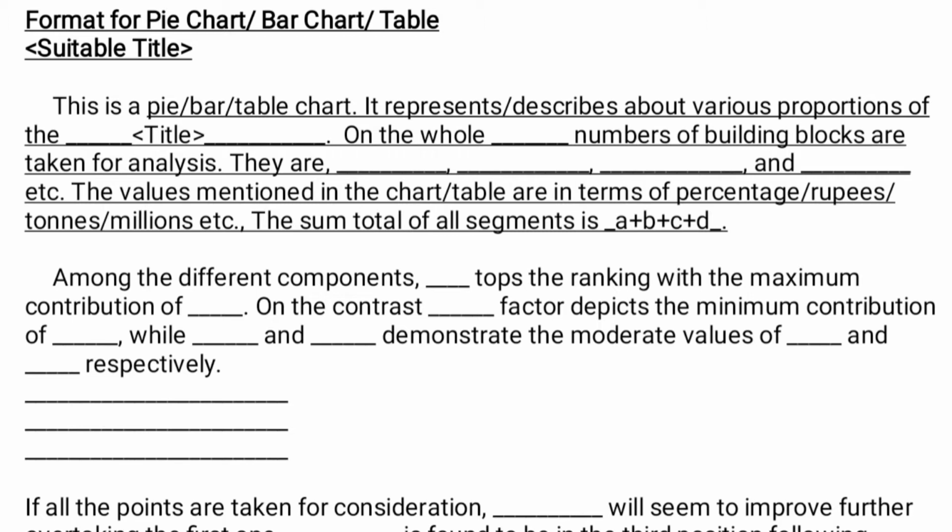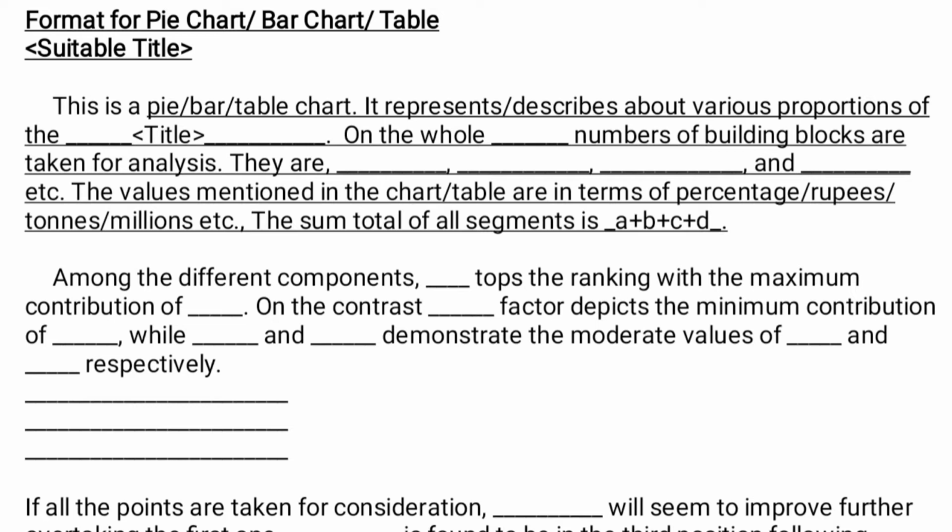So on the whole number, how many people or how many customers or how many products are used in this? They are dash and dash. You write the names of the different things. Suppose you are writing about the TRP of different TVs, then they are Vijay TV, Sun TV, Kalaignar TV, etc. Like that you write.